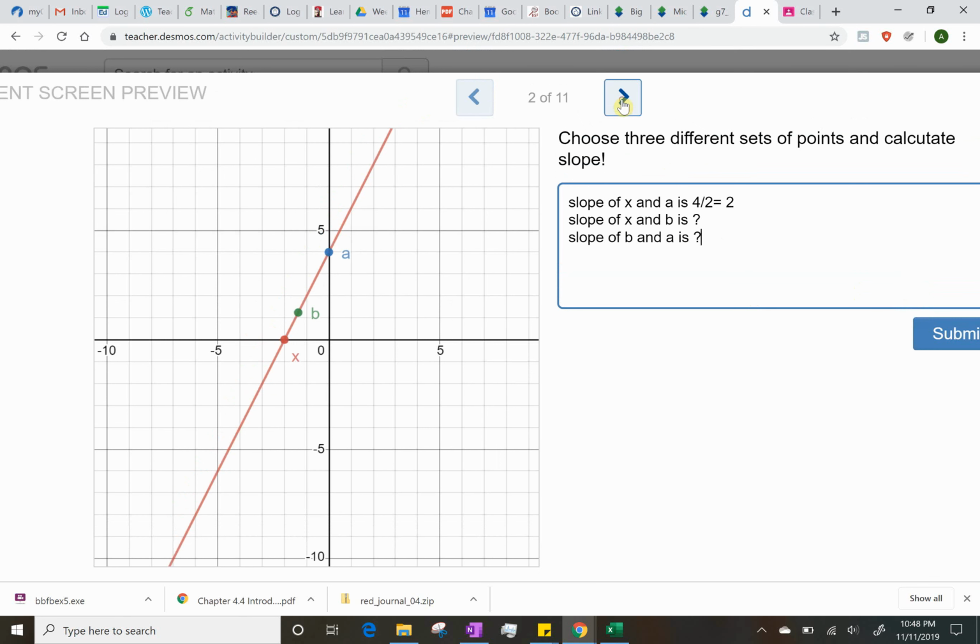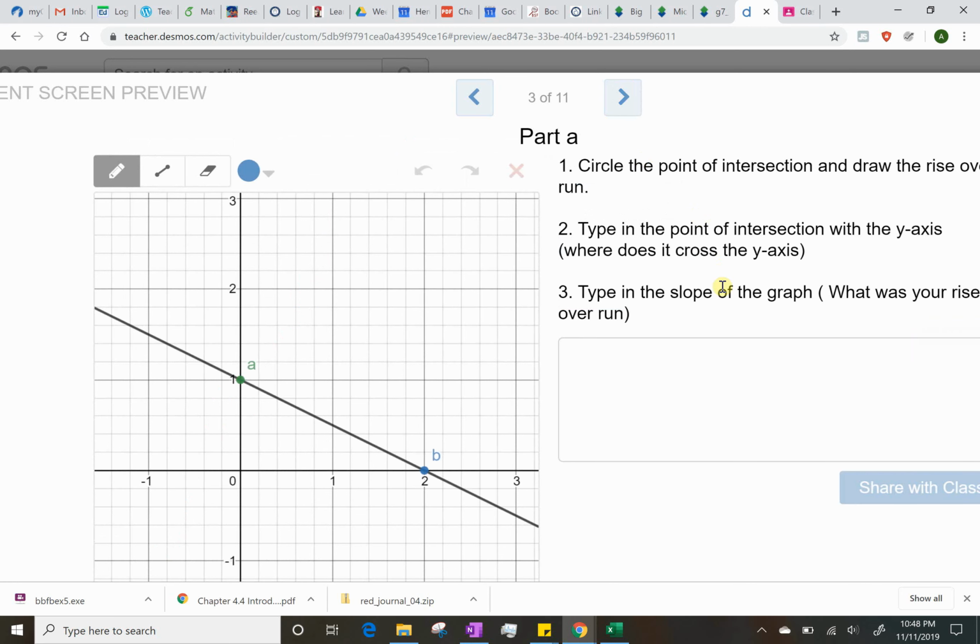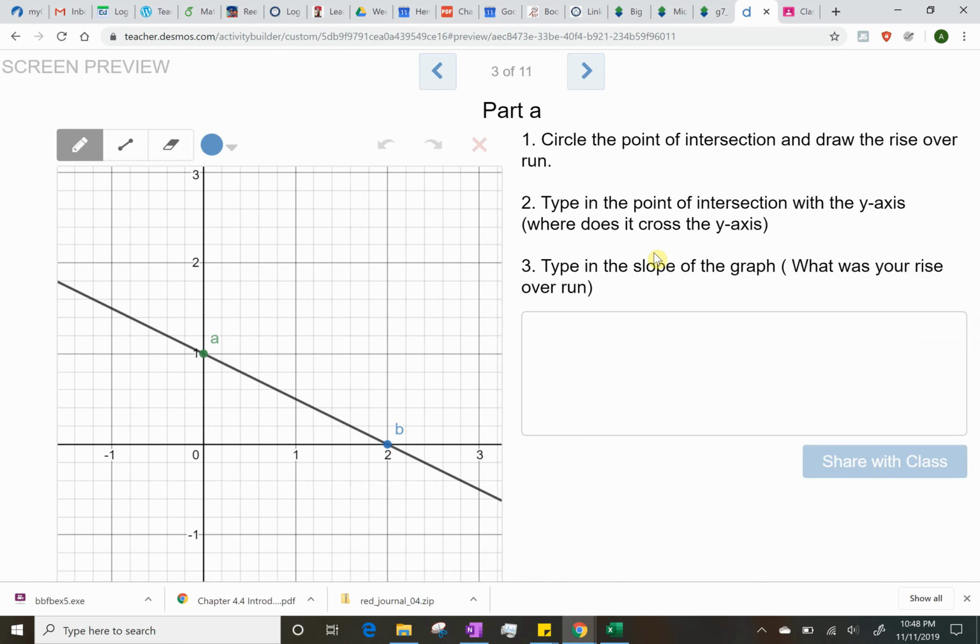All right, so next one, very last one. This one's a little bit more involved. First thing we want you to do is, there's 3 steps here. First thing is circle the point of intersection and draw the rise over the run.